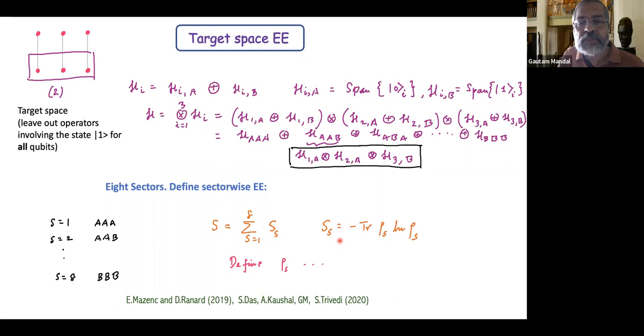So the partial trace, the entanglement entropy in each sector, if I call this S_S, where S is a sector number going from 1 to 8, and the specific labels are A, B, etc. Then the sum is the target space entanglement. Okay, so I don't know how to get rid of this black thing that is obstructing me. Anyway, never mind. The references I cannot see, but I presume you guys can see it.